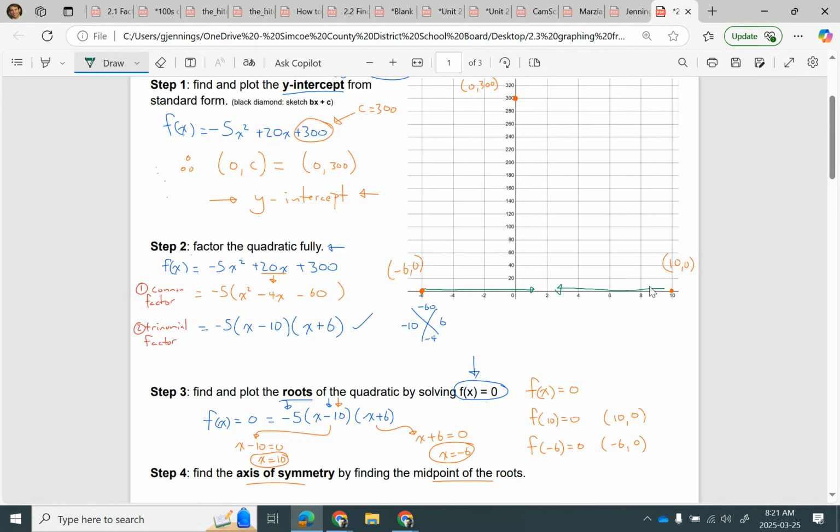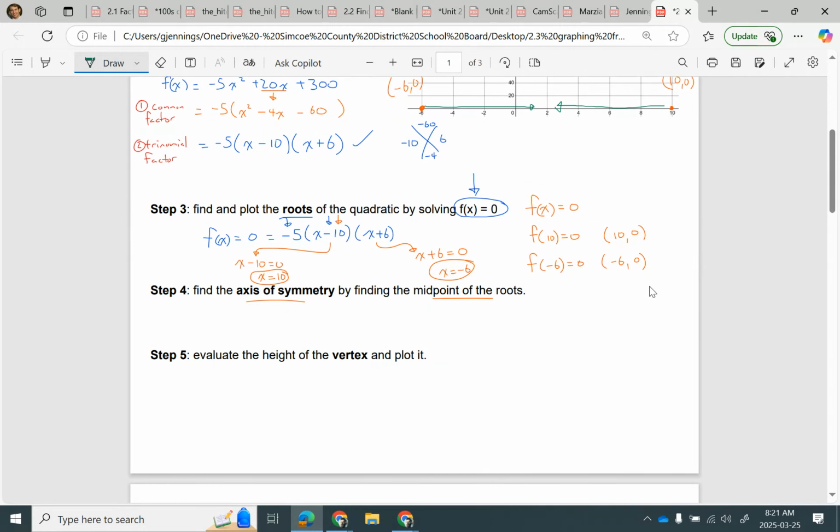In those cases, I would encourage you to just do the average. So here, to take the average, I would say, okay, I have 10 and I have -6. What I'm going to do is add those together and then divide by 2. That is taking the average of two numbers. Just take the average point between the two. And so 10 plus -6 happens to be 4, but positive. And 4 divided by 2 gives us 2. So that is to say x equals 2 is the axis of symmetry.